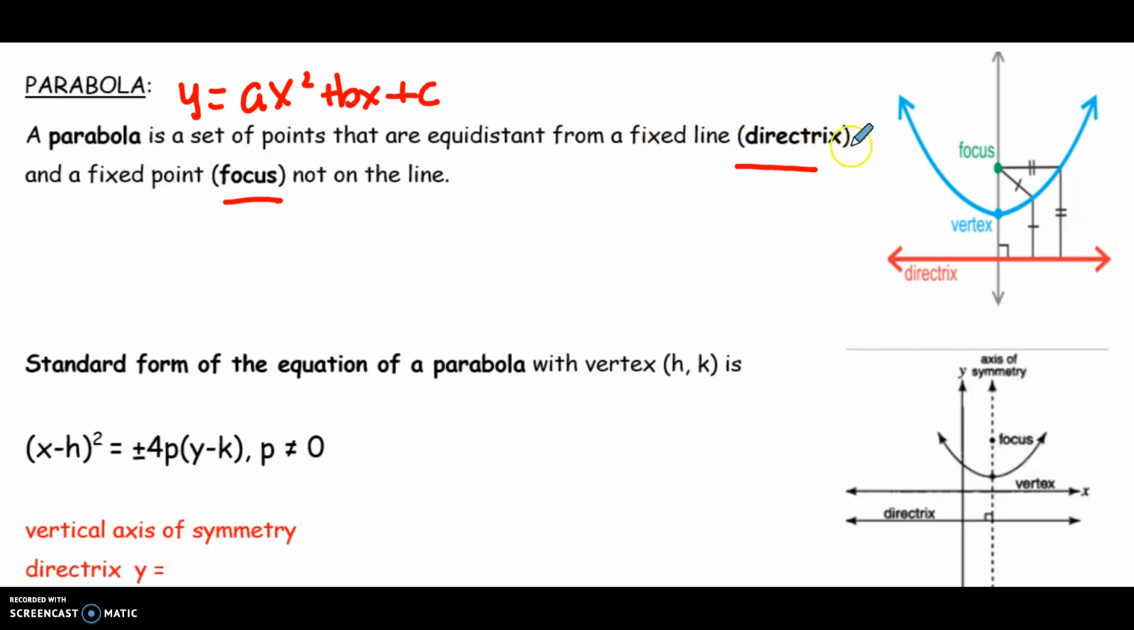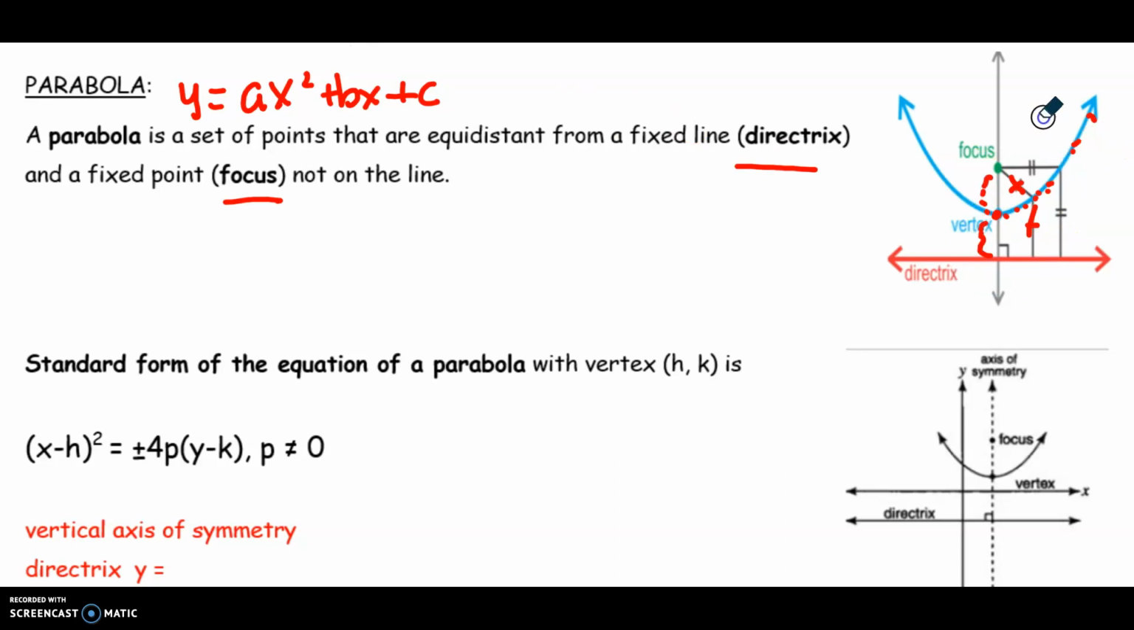So this blue parabola here to the right is going to be created by being equidistant from the focus to the vertex and the vertex to the directrix constantly throughout. And that's what they're showing you here, that this line here is the same length as this line here. So these set of points that are going to be equidistant from the line and a point at the same time is how a parabola is constructed, formed.